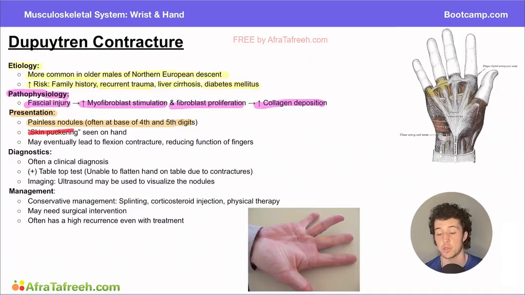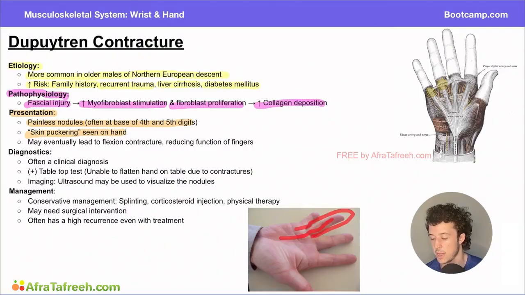If we had painful nodules that were colored or erythematous, we might even be thinking about something like infective endocarditis. And sometimes these painless nodules in Dupuytren can cause a skin puckering seen on hand, as we see in this image down here. So we can see that in this 4th digit, the skin is sort of puckered up, and that the 4th digit here is a little more flexed compared to all of the others that are able to lay flat on a table.